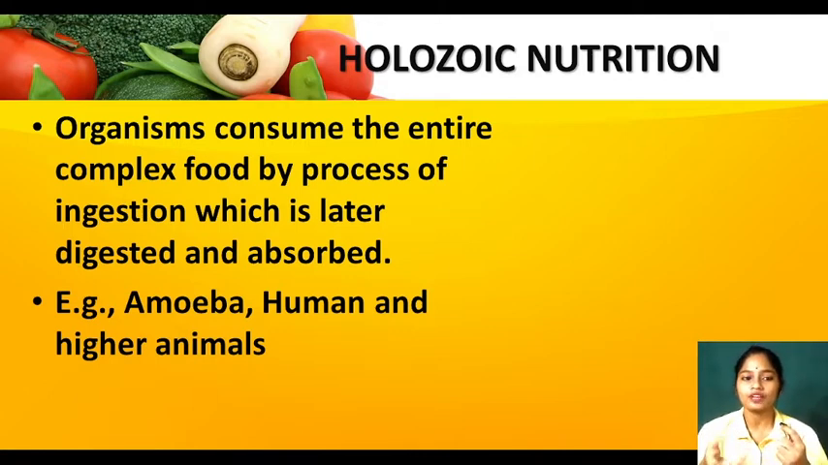For example, I am eating rice. This is complex food. I will eat it, and after that it will be digested. The process of taking food in is ingestion. After that it will be digested and absorbed, and the waste material will be excreted from my body. That is called egestion. Clear? Ingestion means taking in. Egestion means removing the waste product.